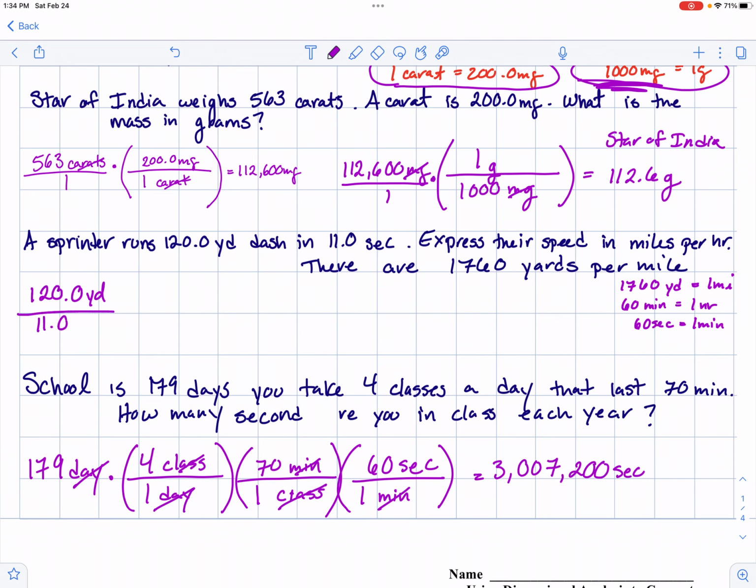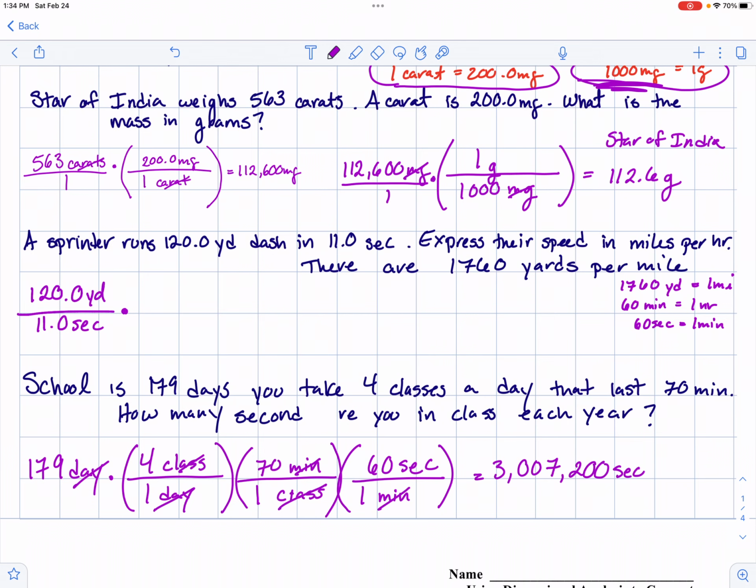So I'm going to start over here, and we know that this sprinter runs 120 yards per 11 seconds. So then you could figure out, if you wanted to, how many yards per second this person is running. If I plugged 120 divided by 11 in my calculator, you could say that this runner is running 10.9 yards per second if you wanted to. So you could start like that if you wanted to, but you don't have to. It's up to you.